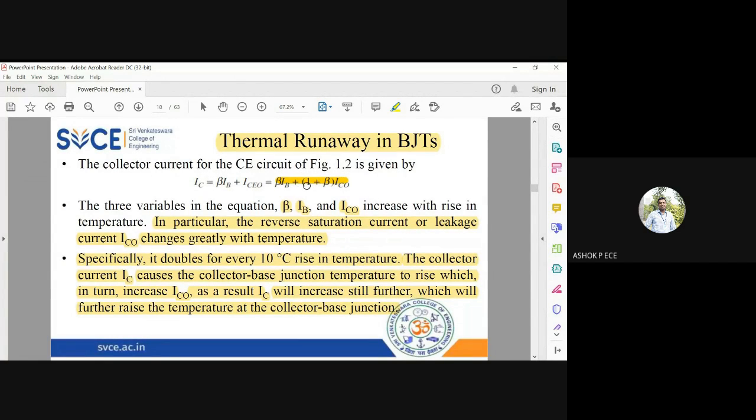And ICO is multiplied by 1 plus beta. Beta is very, very large. So this product will increase a lot. When IC increases on a larger scale, your transistor will no longer be in the active region. When current is increasing in an abnormal way, the transistor is heading towards saturation or cutoff.